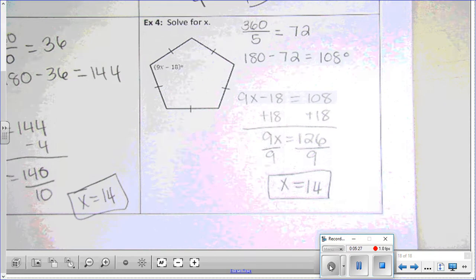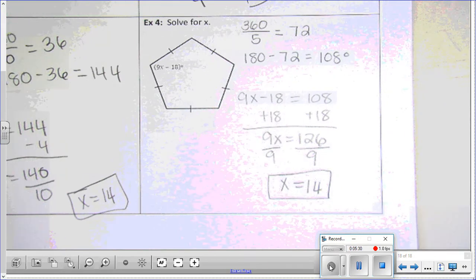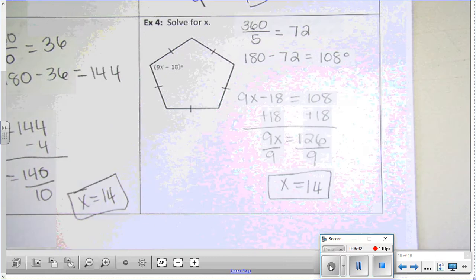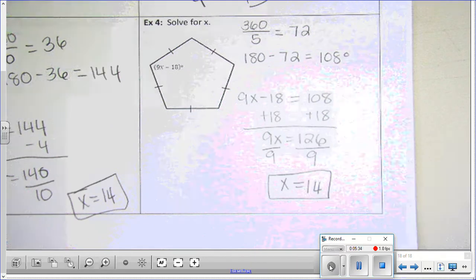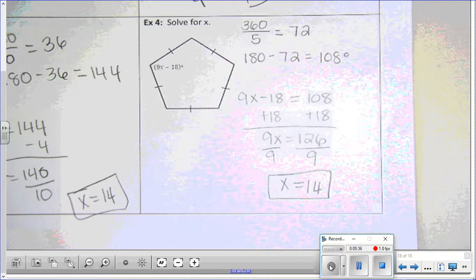No? We're good? Alright, so just a reminder, none of this is on a formula sheet. So you have to remember how to go about finding each one of these. Okay? Alright, let's do the last page.